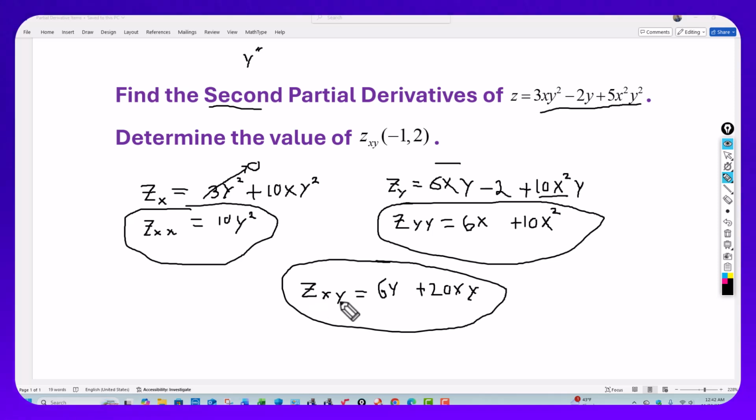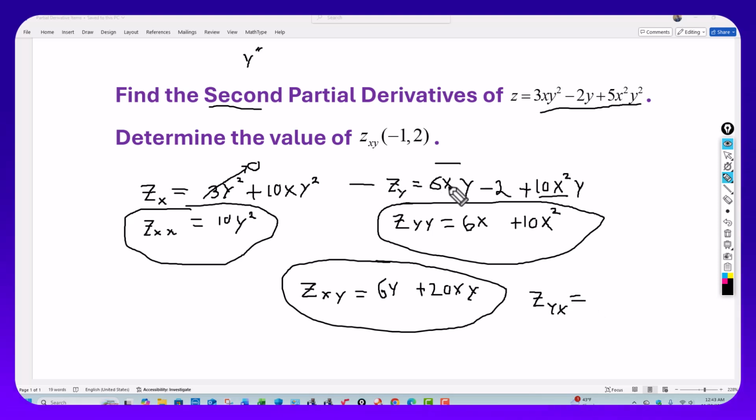Z sub xy is equal to 6y plus 20xy. Now we want z, the reverse of this one, z sub yx. So we go to this one right here. We have z sub y. Now take the derivative with respect to x. That'll give me the last second partial.